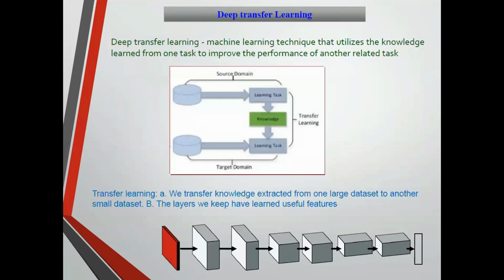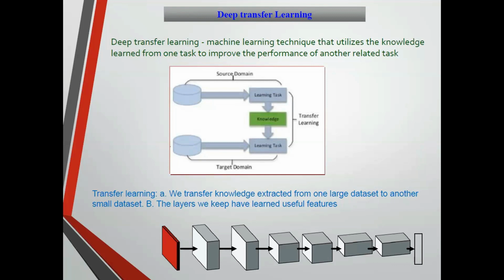We have already tested them, but we didn't get better results with ML-based techniques for this particular problem. That's why we have considered deep transfer learning schemes. This is basically a machine learning technique that utilizes the knowledge learned from one task to improve the performance of another related task.